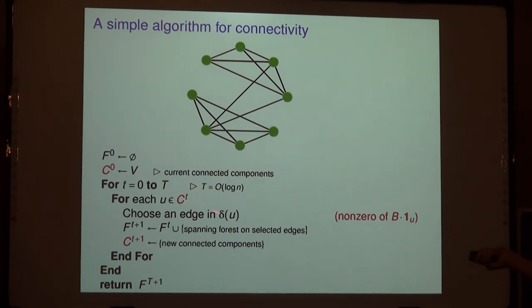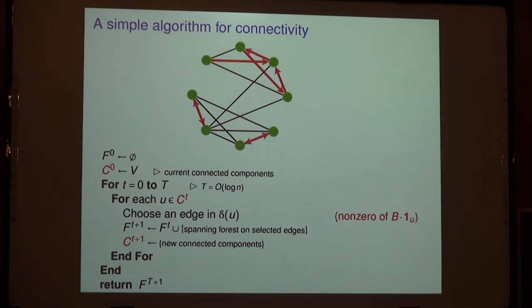This gives us a set of edges that we selected in round T. We let Ft plus 1 be the forest Ft plus these selected edges, and we let Ct plus 1 be the new set of components. So we start with all vertices being singletons. Then in every round, we have a set of connected components, every connected component selects one outgoing edge, this connects some components, and we proceed.